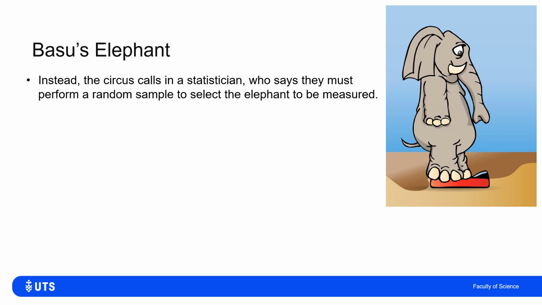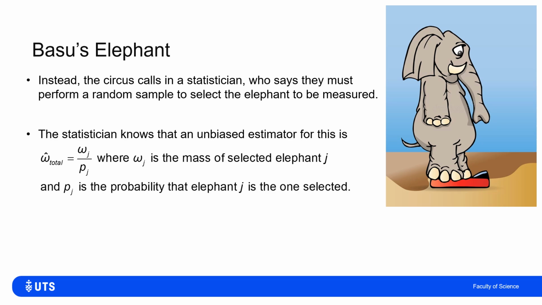But they call in a statistician. Not a very good statistician. This person knows a lot of statistical theory, but sadly doesn't know a lot of common sense. So the statistician says you can't just pick Sambo, that's not a random sample. You should pick a random sample and work out an unbiased estimator. And the statistician says, well, if you pick one elephant, elephant j with probability Pj, measure the mass omega j of the elephant you've picked, and that omega j divided by the selection probability Pj will be an unbiased estimator of omega total, the total mass of all 50 elephants.